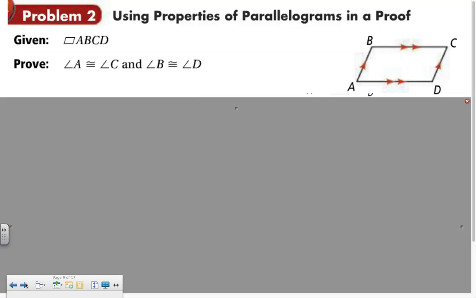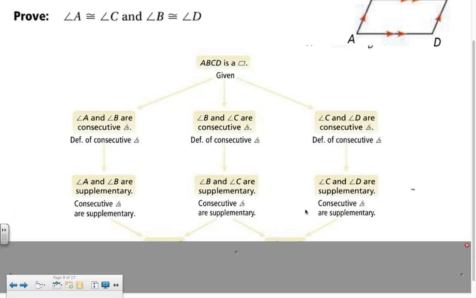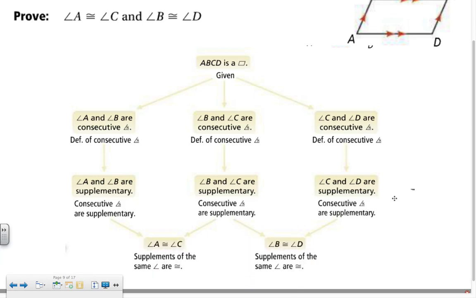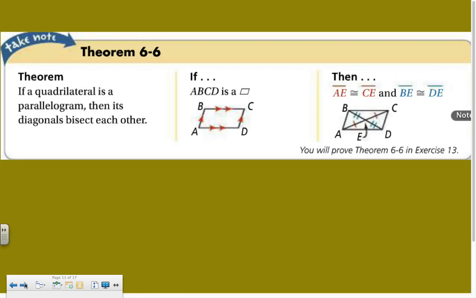There is a proof for this, given the parallelogram, proving those opposite angles congruent. You can look over that proof if you like, not something you will need to produce on your own. We are going to skip this proof as well.